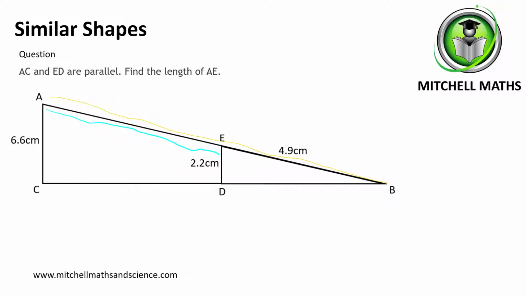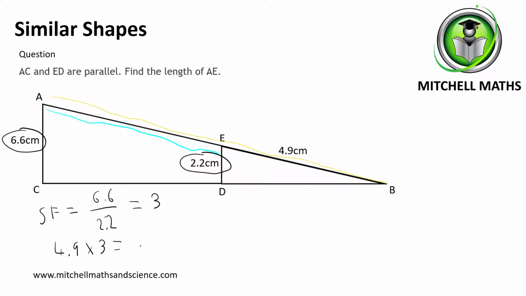First of all, before we can actually find out A to B, we need to find out the scale factor, which we can do using 2.2 centimetres and 6.6 centimetres. Therefore, the scale factor is 6.6 over 2.2, which is equal to 3. And so in order to find A to B, we can do 4.9 multiplied by 3, which is 14.7 centimetres.